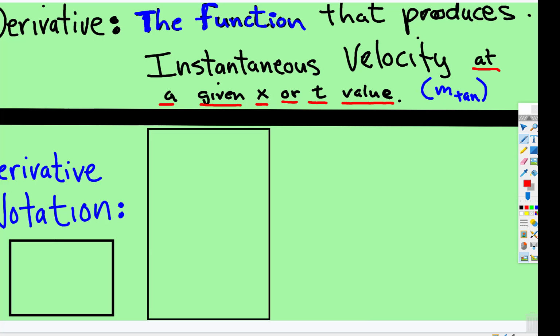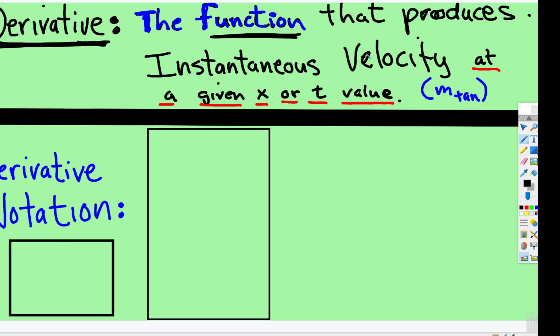Okay, much of what you're going to be doing in Calc, certainly Calc 1 or a high school calculus course, is dealing with finding derivatives. And what the heck is a derivative? A derivative is the function that produces instantaneous velocity.